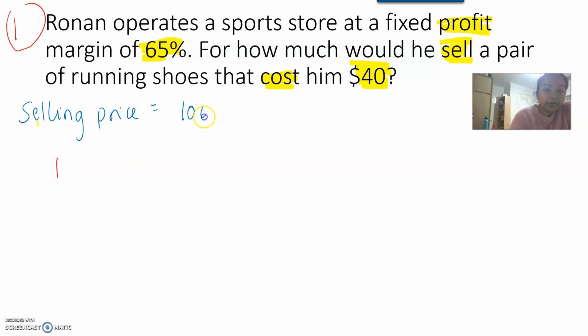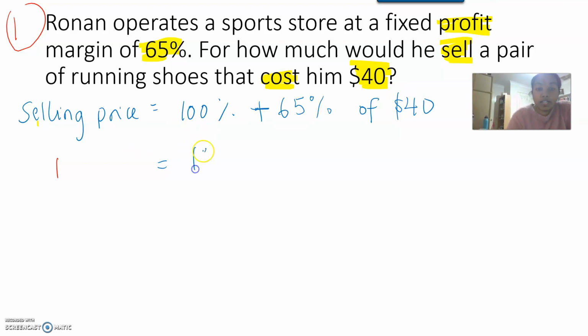You know, it's going to be 100% plus the percentage profit, which is 65% of what we're selling the shoes for, $40. So I'm going to rewrite this. 100 plus 65 is 165%. And yes, the percentage can be over 100. Again, this is why we see it over 100 when we're making profit. Of, we're going to change this to multiplication and 40.